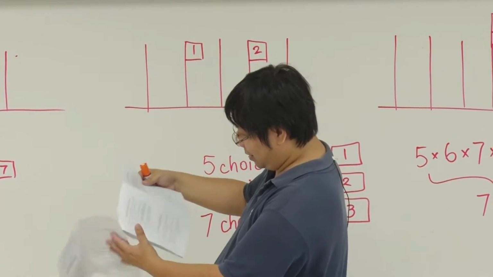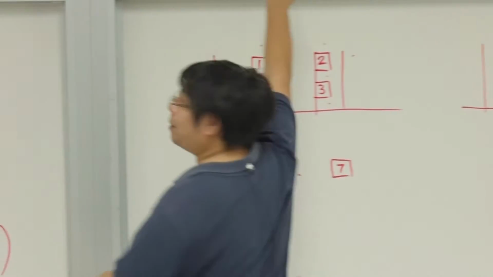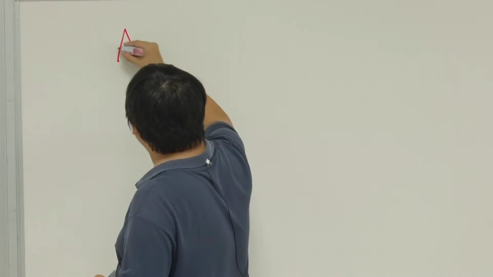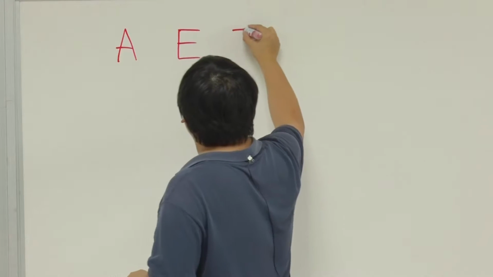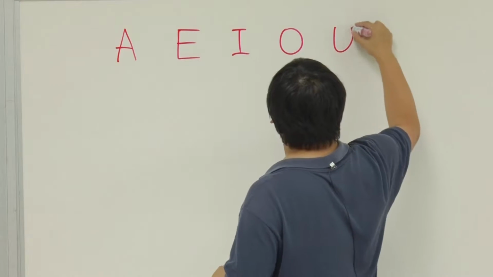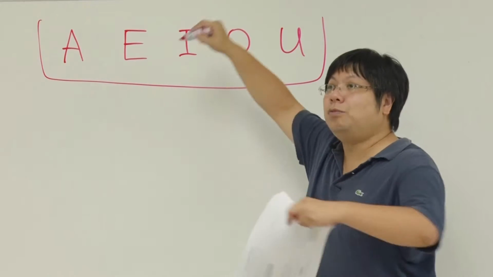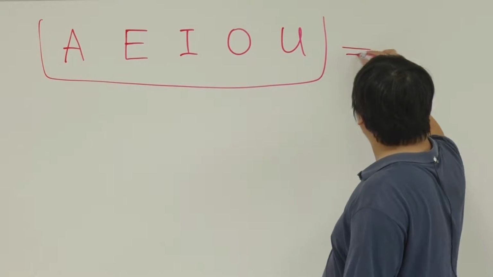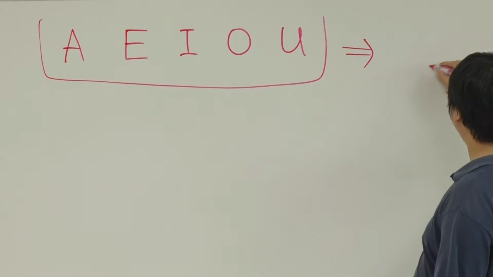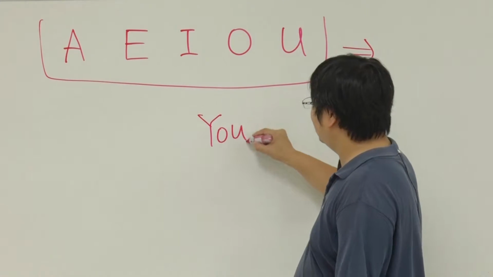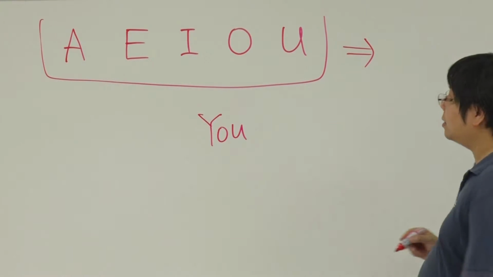Just to double check. Okay, let me use this one. This is going to be a very similar example. So let's say we have 5 distinct letters. Let's say A, E, I, O, U. So we want to send these letters, an arrangement of these letters, to your friend. So this is you. You want to send a permutation of these things to your friend.